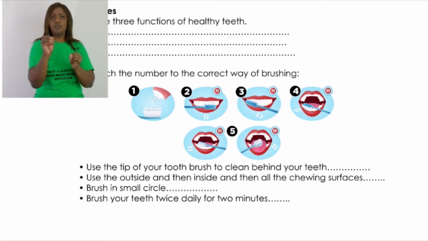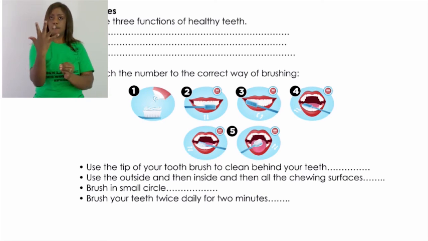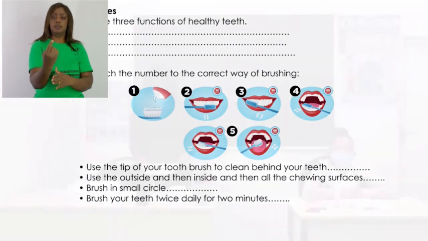You will look at the picture, you identify the number that makes sense with the correct sentence. Use the outside and then inside and then all the chewing surfaces. Brush in small circle. Brush your teeth twice daily for 2 minutes. Just do this activity on your own, and on page 19, you will find the memorandum.